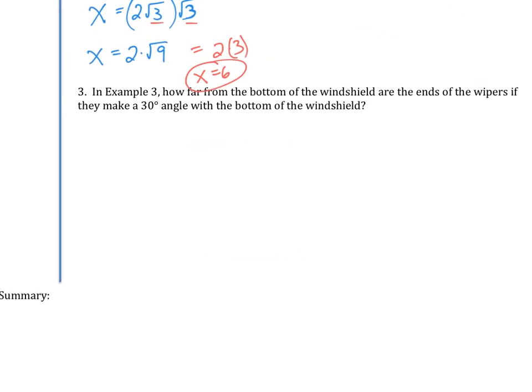Okay, and then the last problem is a word problem. In example 3, how far from the bottom of the windshield are the ends of the wipers if they make a 30-degree angle? So now that means we have the wipers, which are 24. And this time the wipers make a 30-degree angle. And it says, how far from the bottom of the windshield are the wipers? So we're looking for x here.